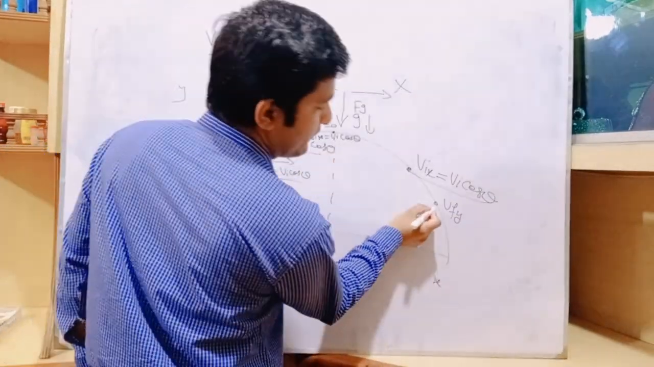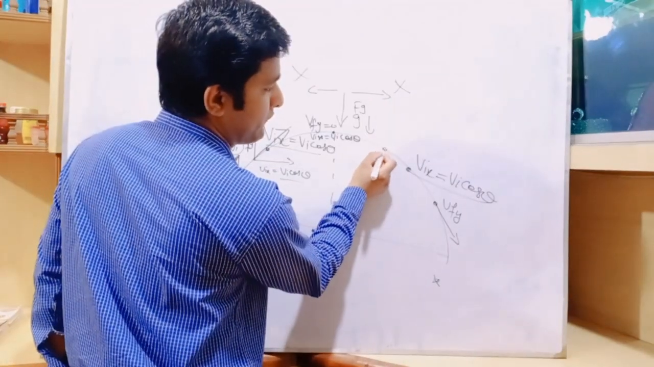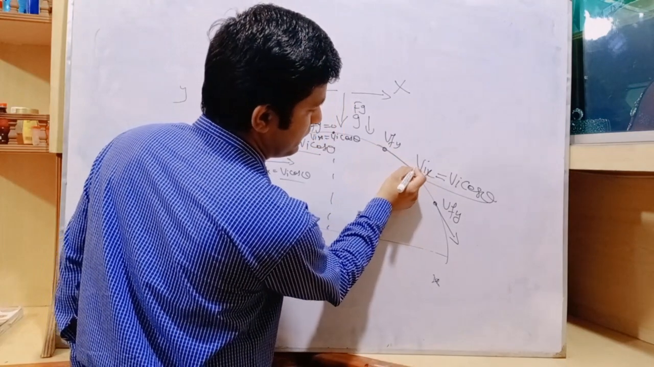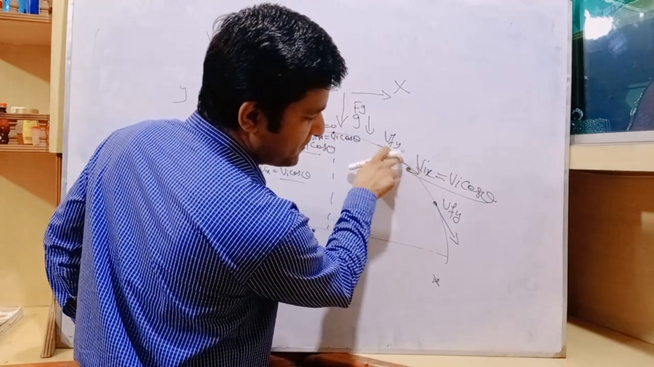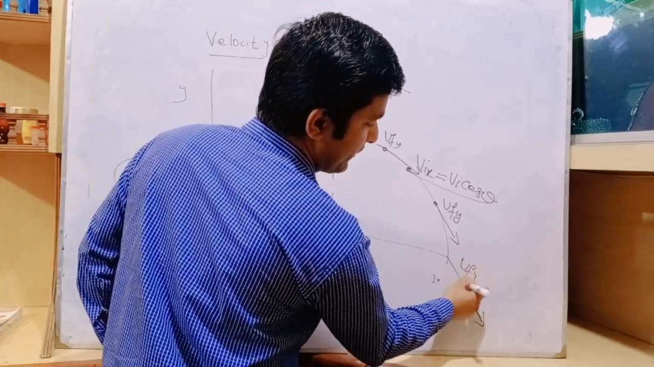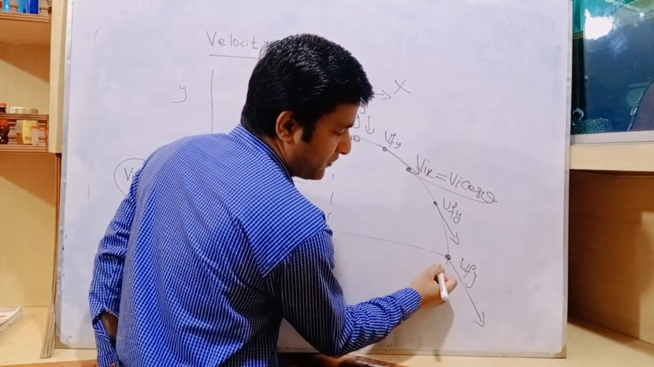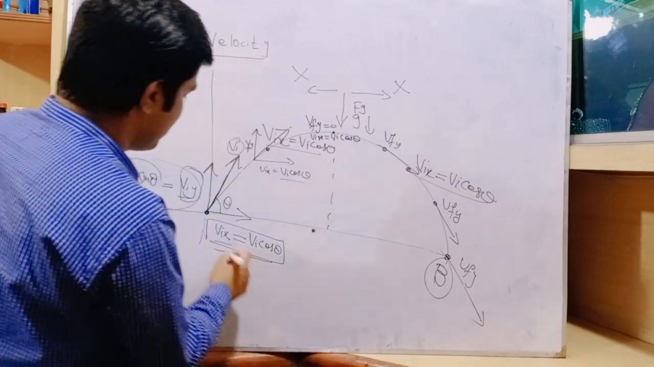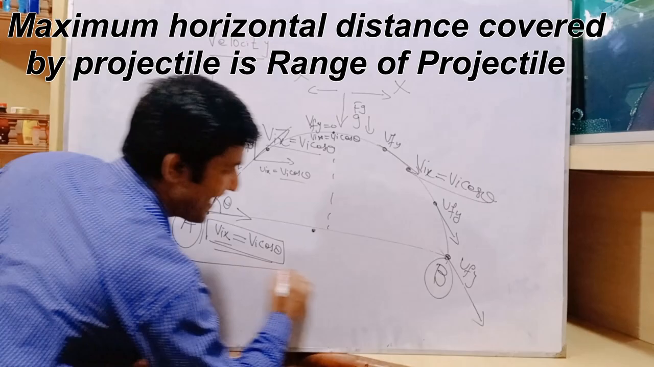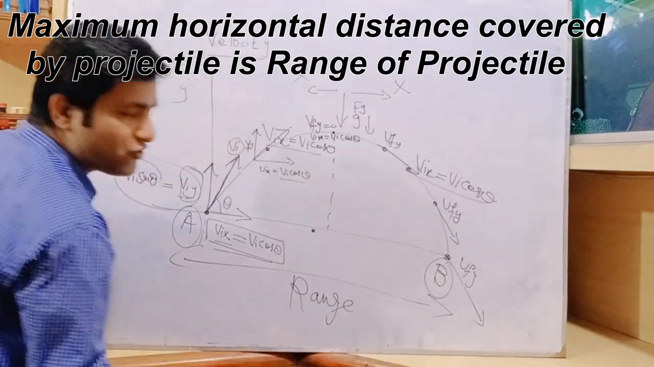VFY direction will be like this. VFY here will be like this. So as it moves down, its magnitude will increase. VFY will increase, right? This is the point where it is coming. It's the final point. This is a target. So we are calling this point B, and the initial point, the place of projection, we are calling point A. The distance between A and B is called the range of the projectile.